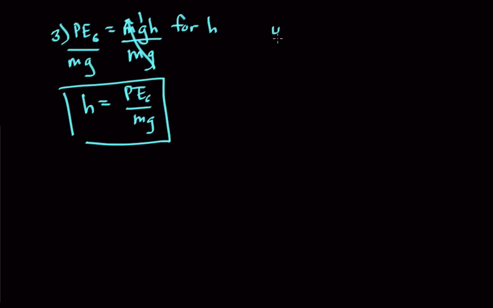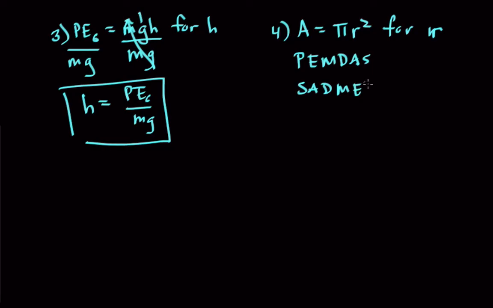Next one, hopefully you recognize. Area of a circle is pi r squared, and you want to solve for radius. So you know the area, and pi is a constant, and you want to solve for radius. How do you do that? Well, remember, we're doing the order of operations in reverse. So I want to do addition and subtraction. Well, there's none of that, but there is multiplication and division, and this tells me I have to do that before I deal with the exponent.